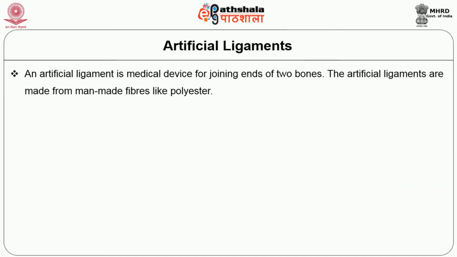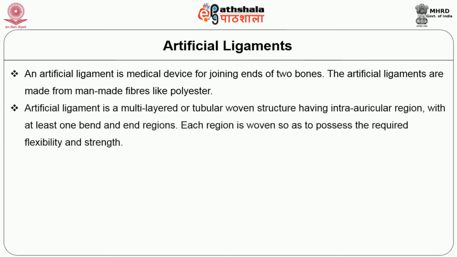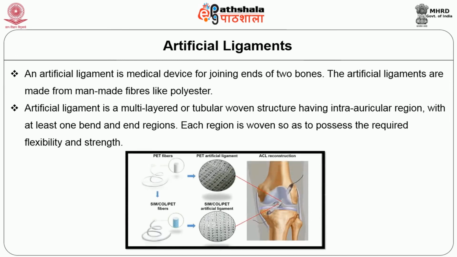An artificial ligament is a medical device for joining two ends of bones. The artificial ligaments are made from non-woven material, man-made fibers like polyester. Artificial ligament is a multi-layer or tubular woven structure having an intra-articular region with at least one bend and one end region. Each region is woven separately so as to possess the required flexibility and strength.